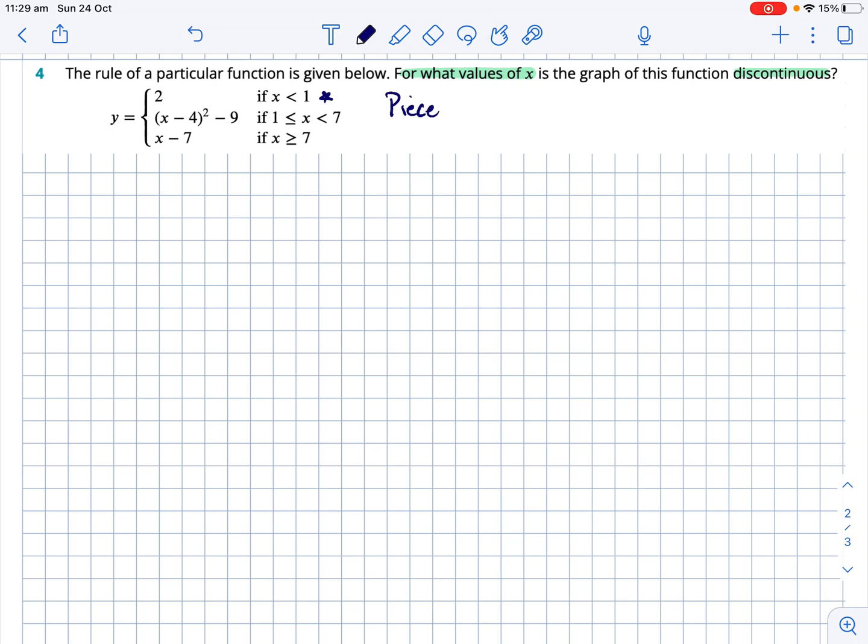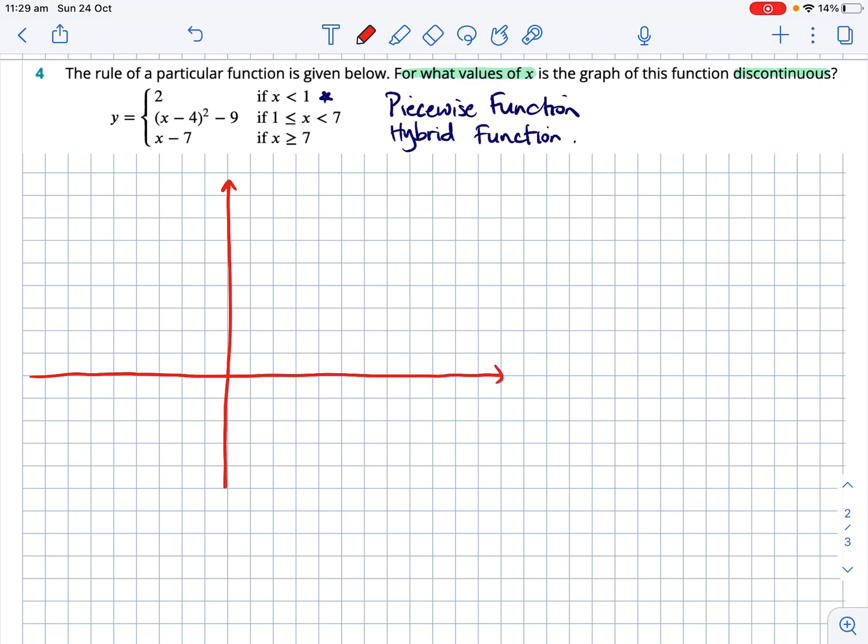So this is my piecewise function, or a hybrid function. And all it's telling me is that I've got 3 different parts for 3 different sets of x values. Okay, so when x is less than 1, the graph is equal to 2. So let's quickly crank axes on here. Now I haven't drawn these graphs before, so hopefully I don't make too much of a mess of it. When x is less than 1, my graph is equal to 2. Here we go. I'm going to call that 1. And I have to have an open circle here because it doesn't exist on that line.